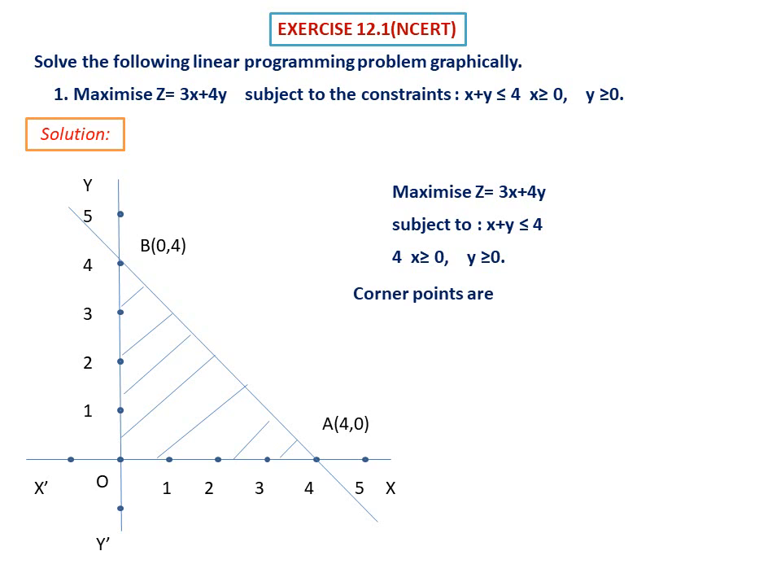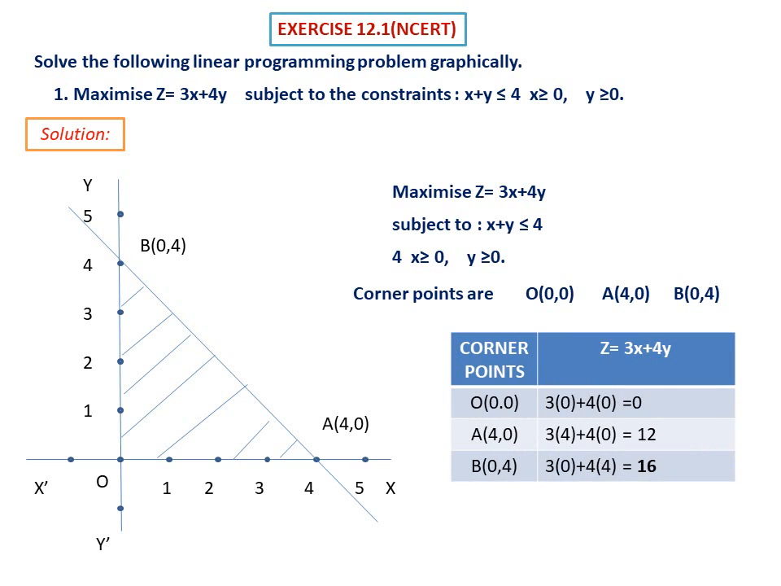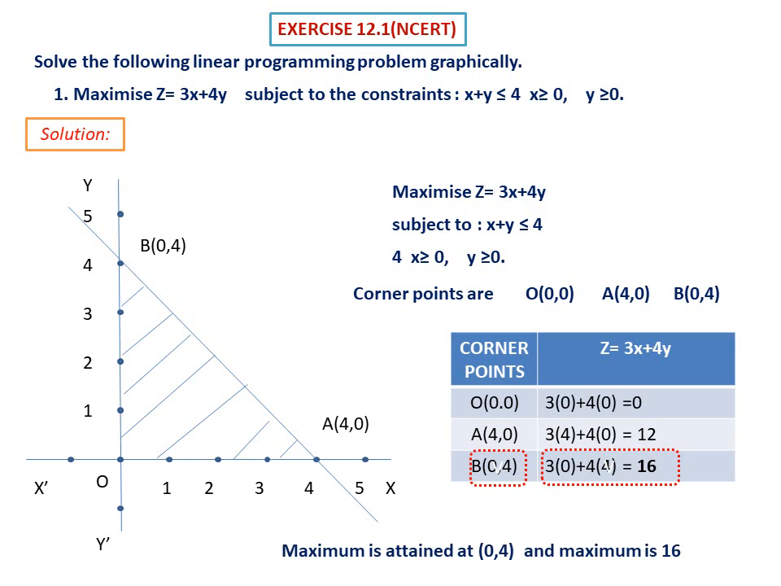Now what are the corner points? You can see here corner points are, one is 0 0, another one is A (4, 0), another one is B (0, 4). Now check. So this is the step in all the LPP. Corner points you have to make a table, then those values you have to substitute in the objective function z. Now it is very clear, maximum value is obtained at the point B (0, 4). So 16 is the maximum value and minimum value is of course 0. So this is the first question in the exercise. So maximum is attained at (0, 4) and maximum is 16.